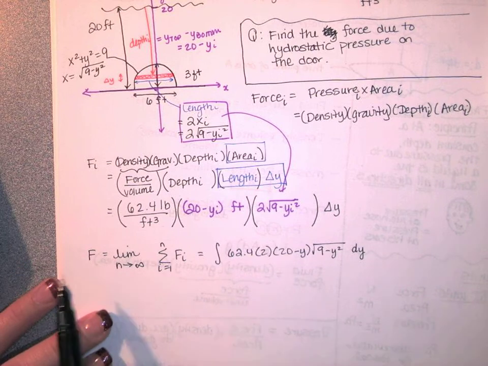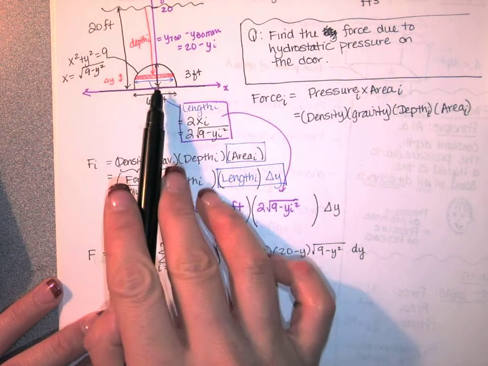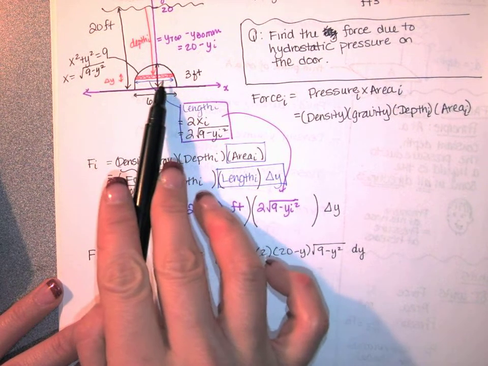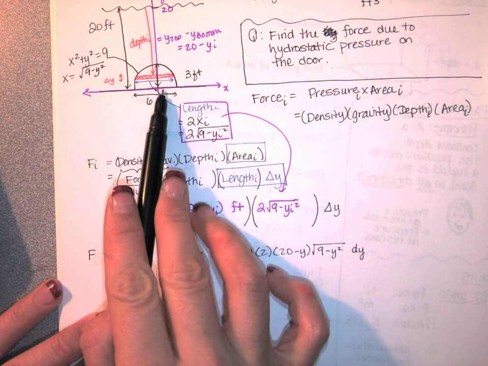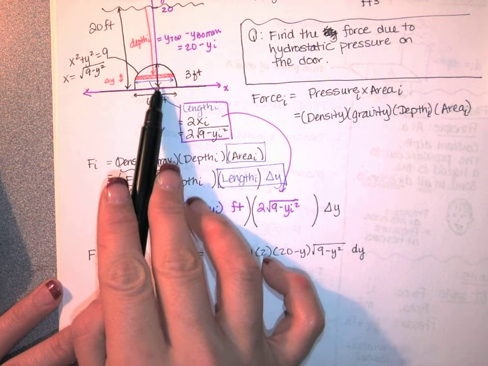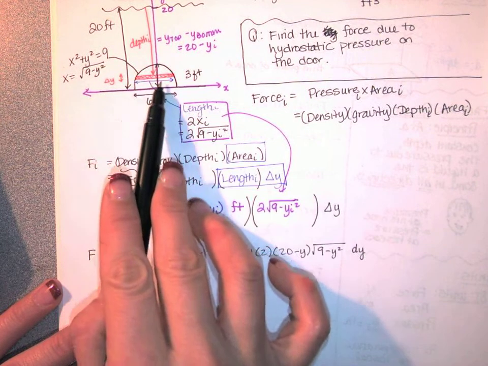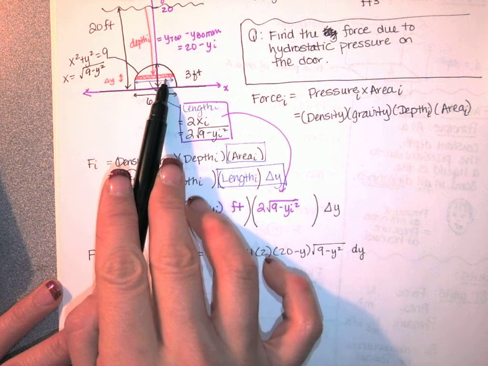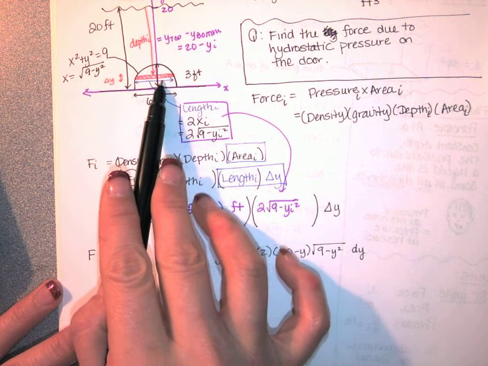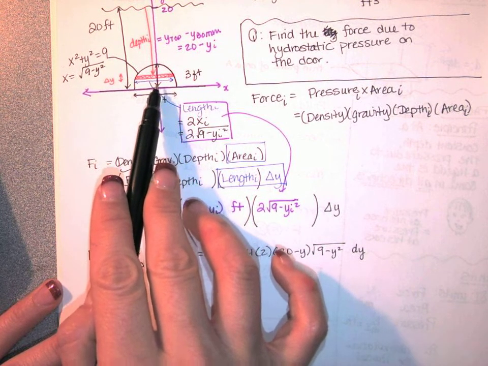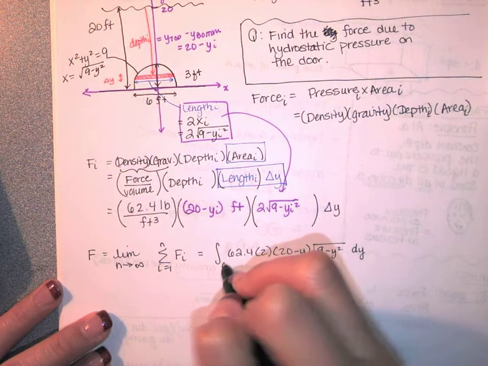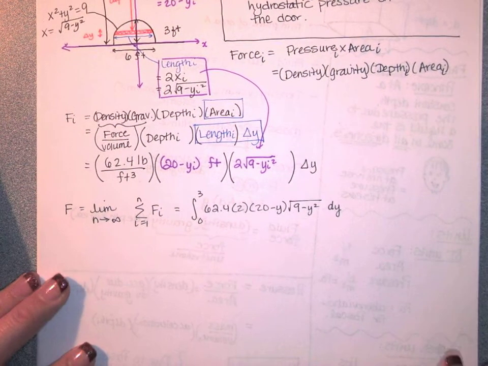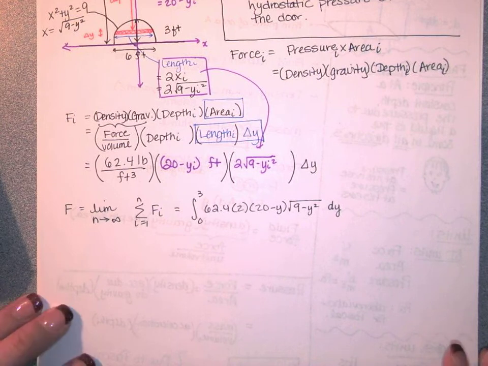And be careful here, you want to integrate where you have fluid interacting with your door. We're integrating where we're counting up that force. So we are integrating from y equals 0 to 3, not y equals 0 to 20. We're just interested in the force on this door due to the pressure of the fluid, and the door only exists for y between 0 and 3. So we get that. And this is an integral that we can evaluate.